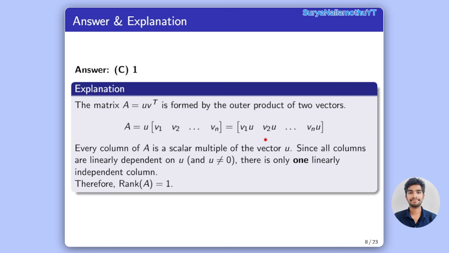First, this is the matrix we are given. By solving that scalar multiplication, we observe that all columns are linearly dependent on U, and there is only one, which means U is not equal to 0. Only one linearly independent column is available, so the rank will be 1. That's why the rank will be 1.